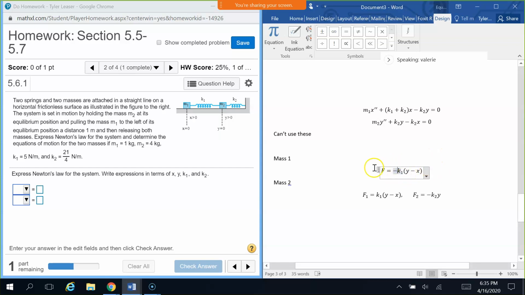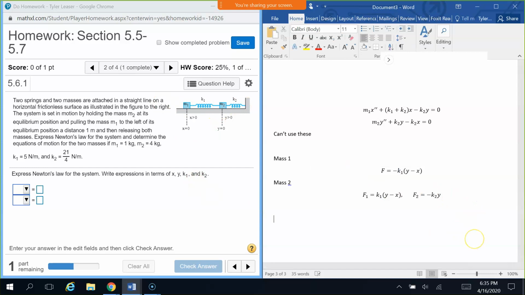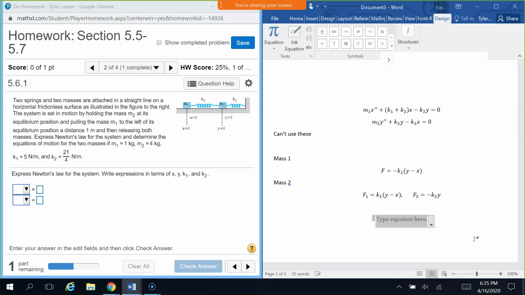Okay, so going back to mass 1, this has to be negative because it's trying to push it to the left. So the force is acting in the negative direction. So then these have to be fixed that way. For mass 2, spring 1 is pushing it to the right, spring 2 pushing it to the left. Okay, so let's go with that, and from there we can come up with our system.